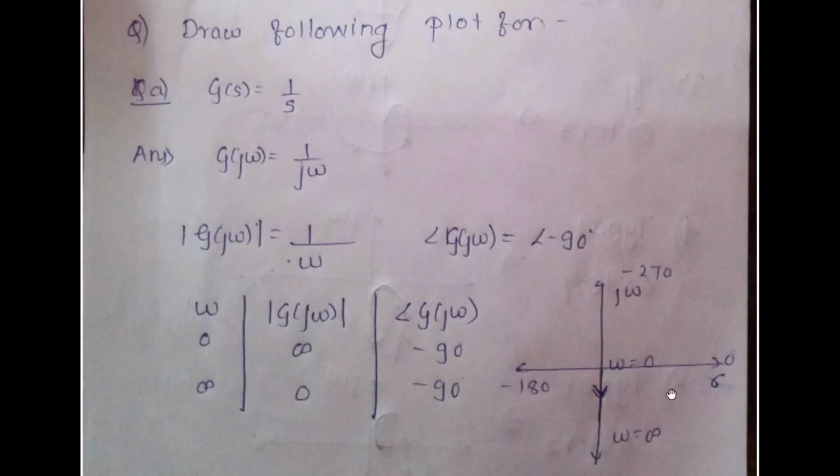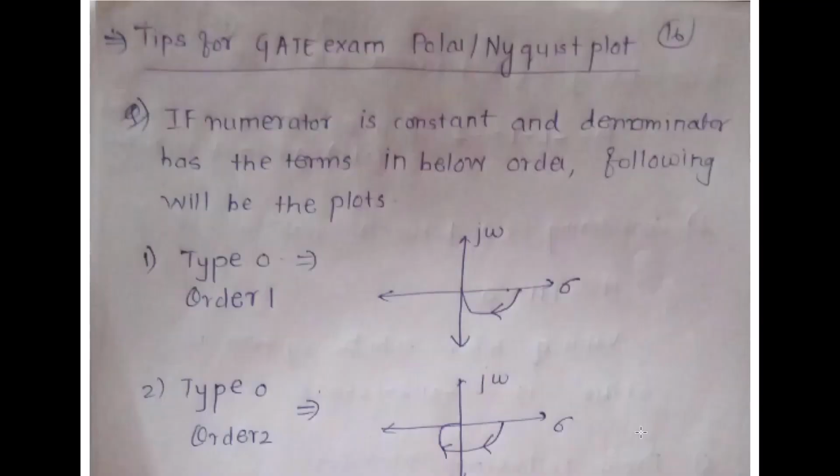So it goes from omega is equal to 0, where the magnitude is infinite, to omega is equal to infinite, where the magnitude is equal to 0. Since the angle is minus 90, it is going to be only on the negative y-axis. So it goes from omega is equal to 0 to omega is equal to infinite. I hope I am very clear.